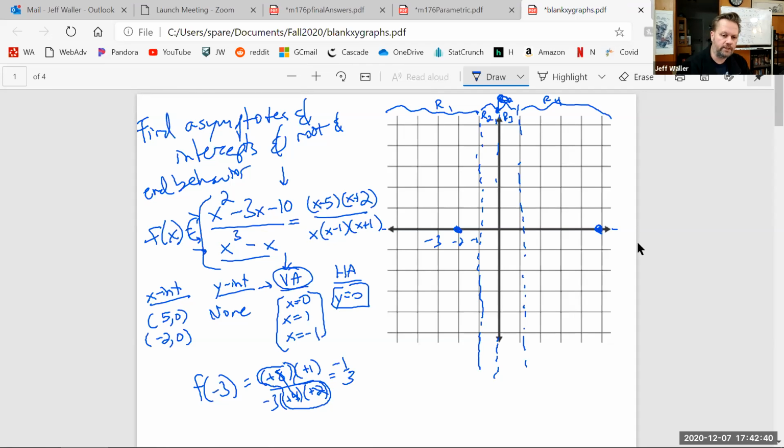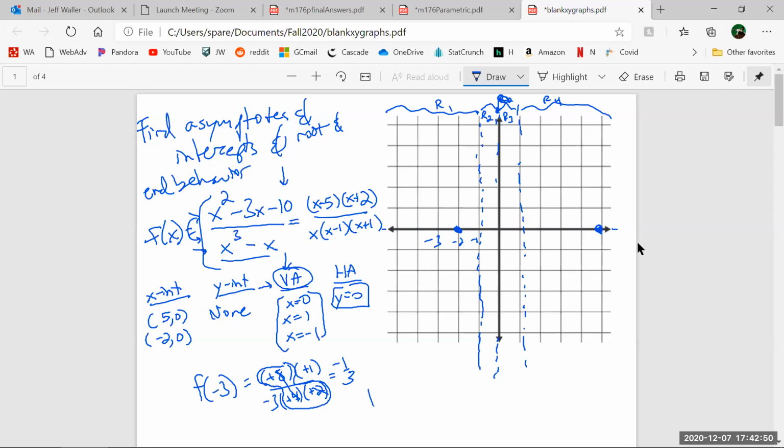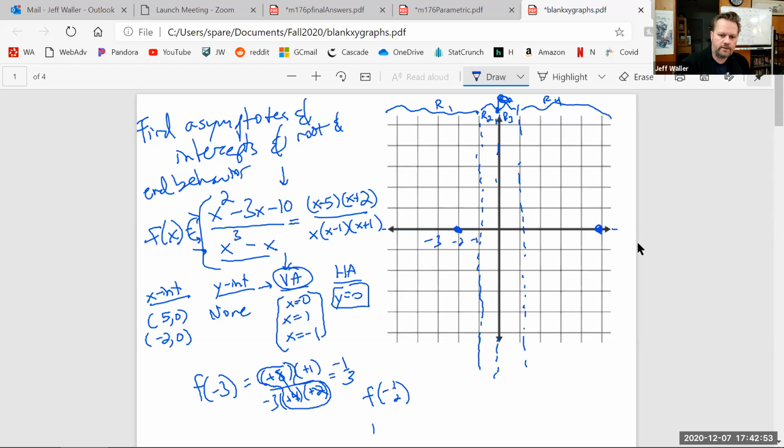So what do I really need to plug in? I need to plug in 2 more things for that middle region, the middle regions. -1/2 and 1/2. Yeah. -1/2 and 1/2. Oh, that's just yummy.